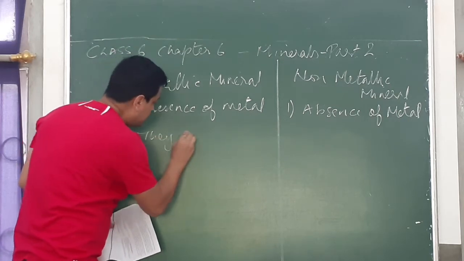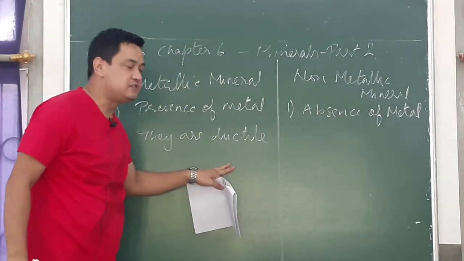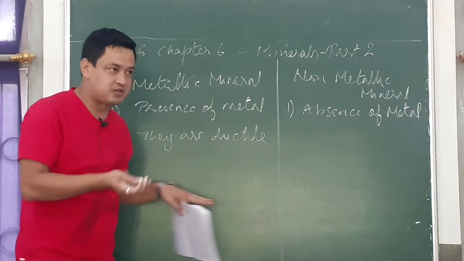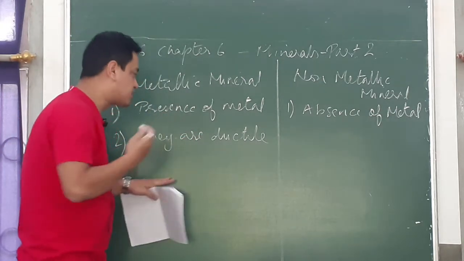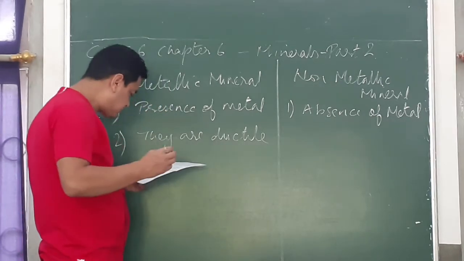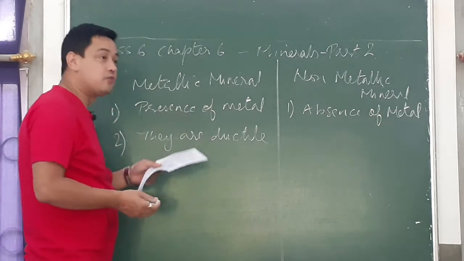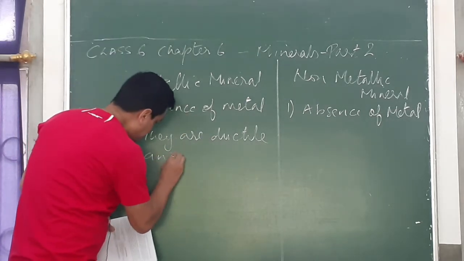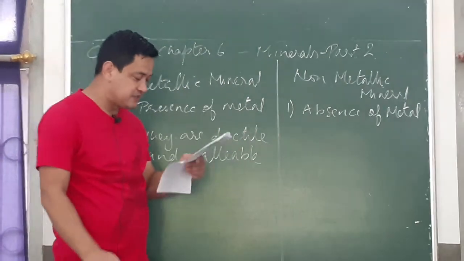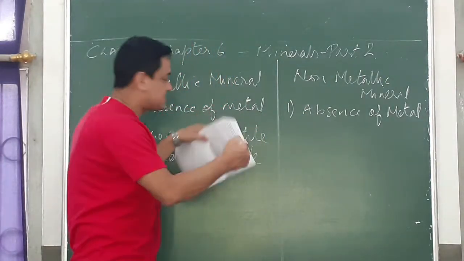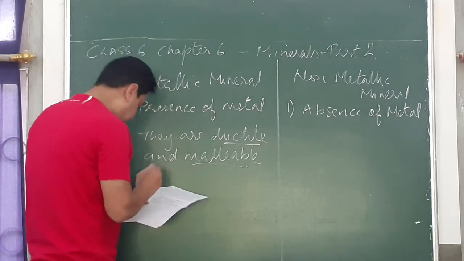Now, number two, they are ductile. Ductile means they can be shaped, or formed, or bent, or drawn out into thin wires. So this material can be made into thin wires also without breaking. And malleable, M-A-L-L-E-A-B-L-E. Malleable means you can basically bend or shape this metal without breaking. So these are the two words that you have to understand.